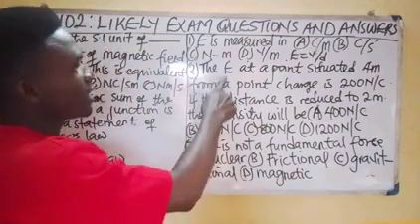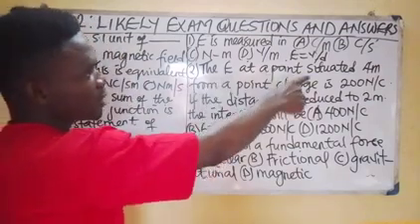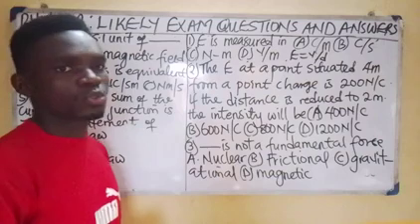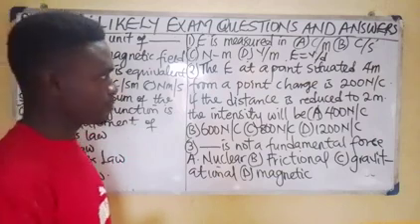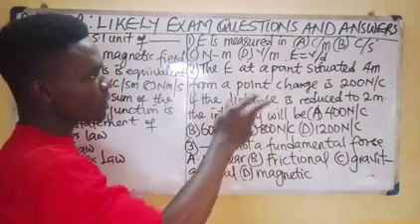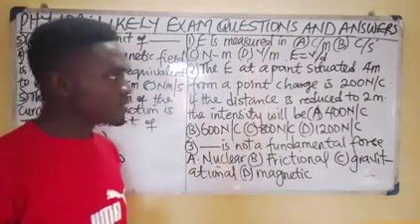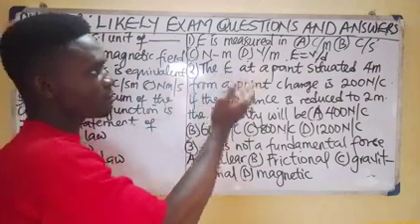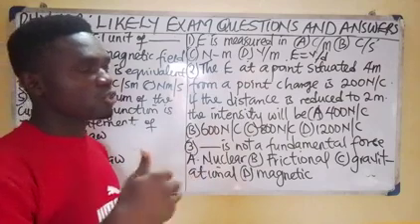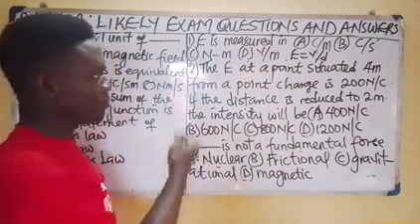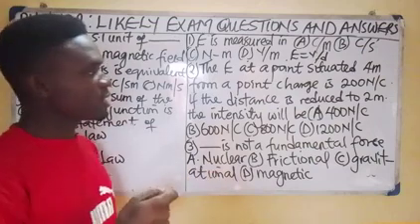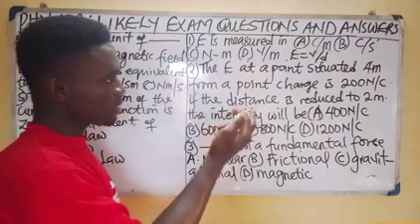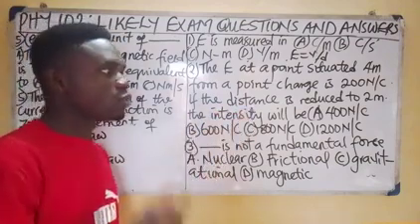Number two, the electric field at a point situated 4 meters from a point charge is 200 Newton per coulomb. If the distance is reduced to 2 meters, the intensity will be dash.